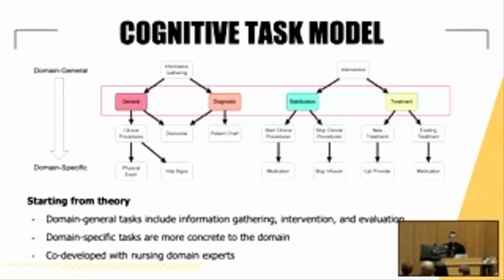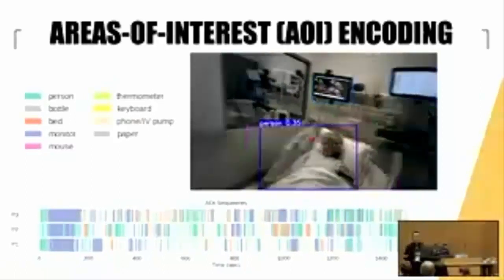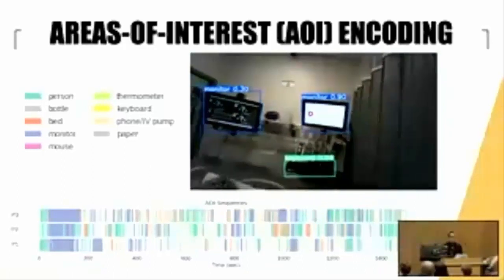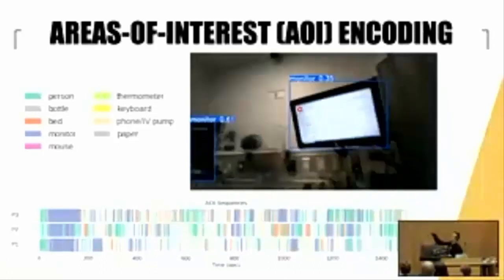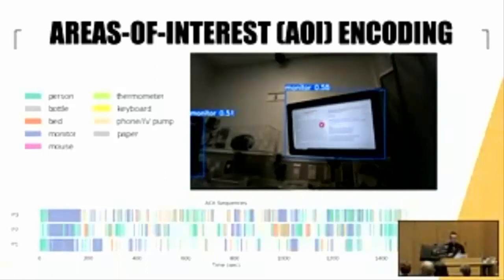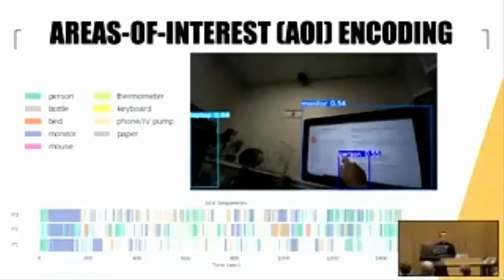Since we are collecting egocentric views from the Tobii eye trackers, we used YOLO V5, which is a deep learning object detection model, to find areas of interest throughout the video. For example, here you see the monitor. We match that to the gaze that is being collected as well, and we're able to determine which objects related to the nursing domain they looked at.